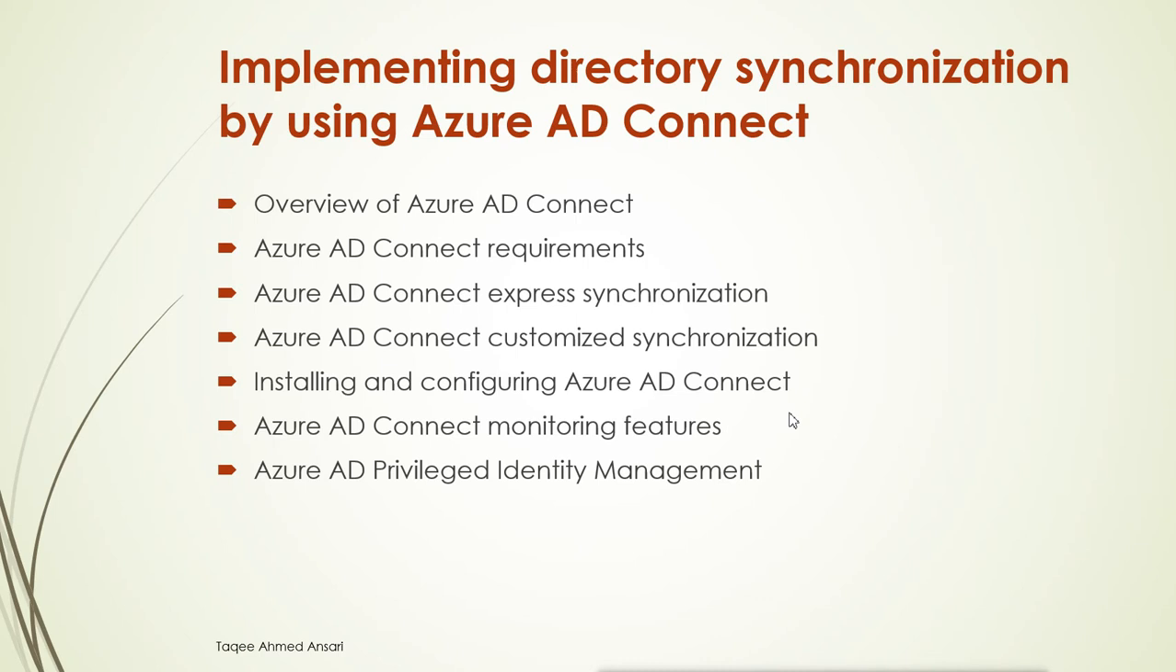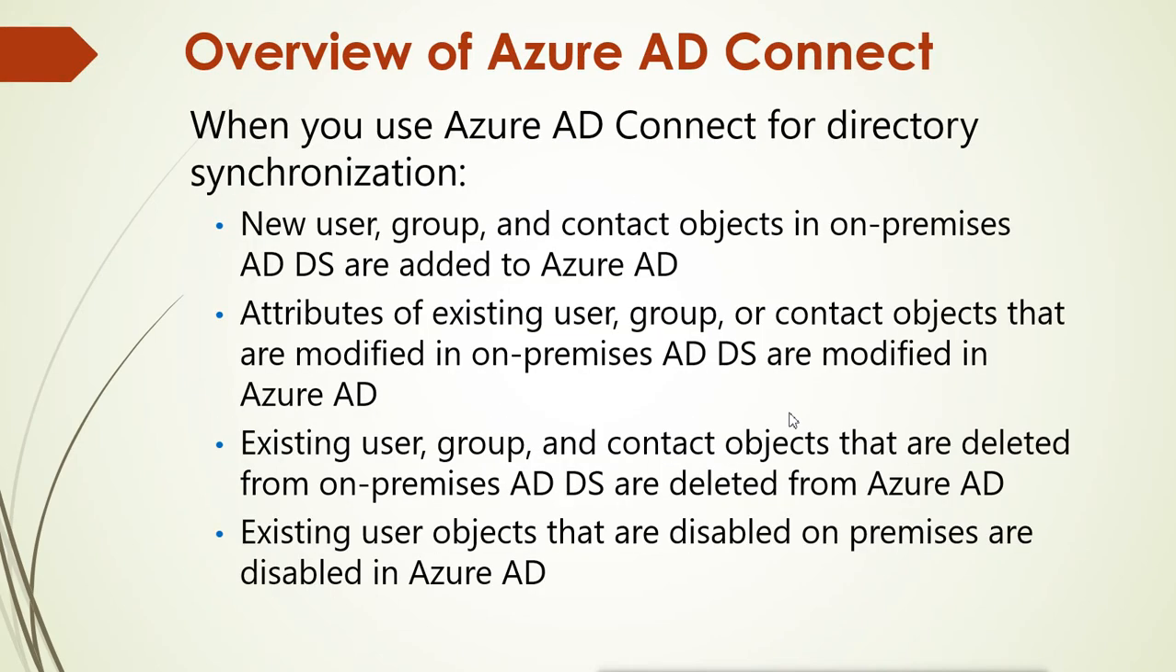Now implementing the directory synchronization by using the Azure AD Connect. Azure AD Connect is a software which we can download from the Azure portal, or we can download it from Microsoft also freely. It is available freely. We can download it from Microsoft. It is a small software which we can use to configure the synchronization between our local Active Directory and Azure Active Directory. So when you use Azure AD Connect for directory synchronization, new user, group and contact objects in on-premises ADDS are added to Azure AD.